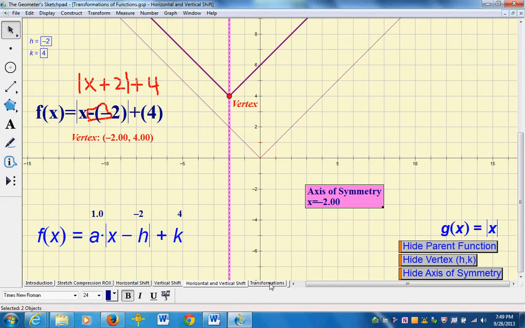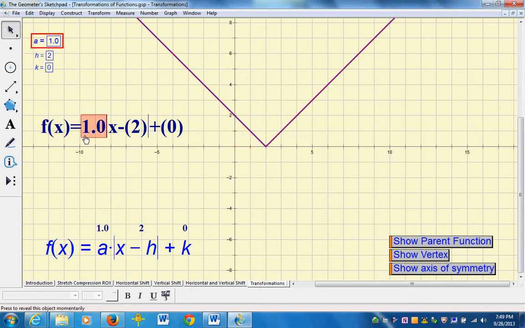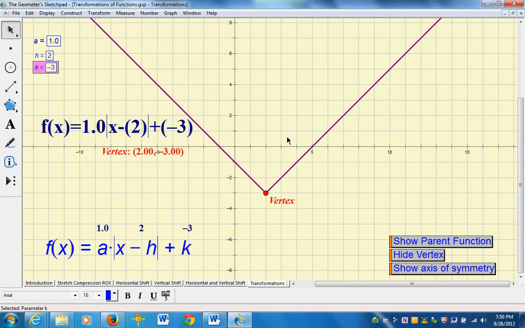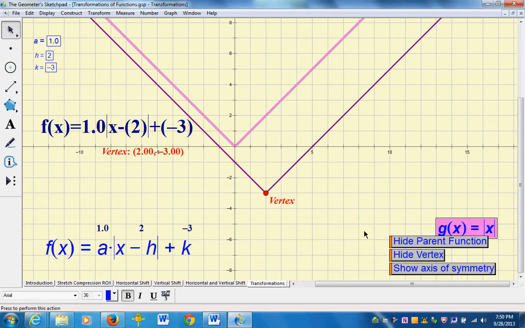So we could go ahead and do all the transformations together. So here's the entire equation. So let's show the vertex. So notice this says minus 2 for my h inside. That means that my h at my vertex is 2, opposite. Okay? And my k is 0. Let's change the k. Let's make the k a negative 3, which means my whole function shifts down 3. Remember, we're comparing this to the parent function, which is right here.